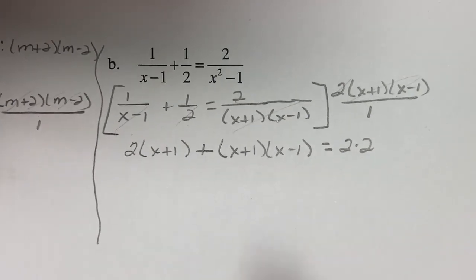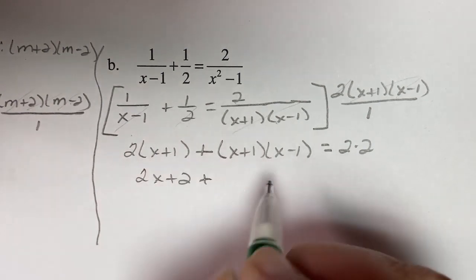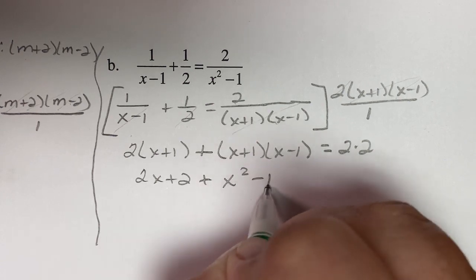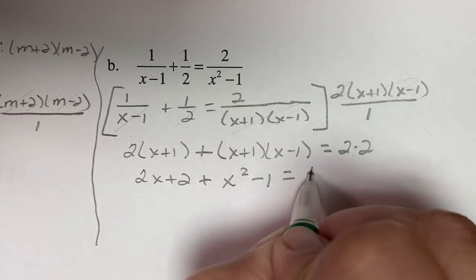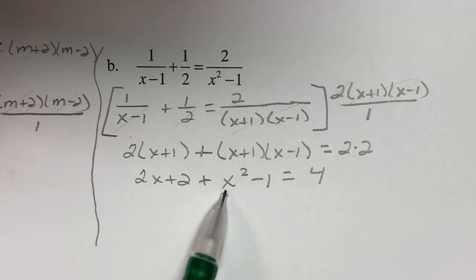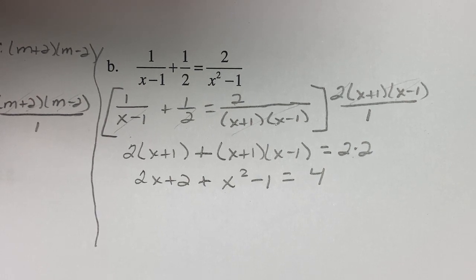All right, well, this is going to take a little bit more work. We're going to distribute. Here you can see we're going to have to FOIL. That's going to be x squared minus 1. And, of course, 2 times 2 is 4. Now, we have an x squared in our final equation. That's a quadratic equation. How do you solve a quadratic equation?